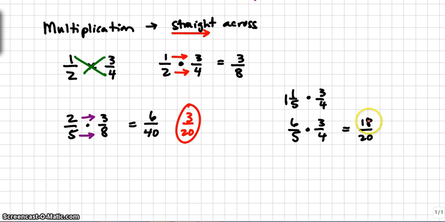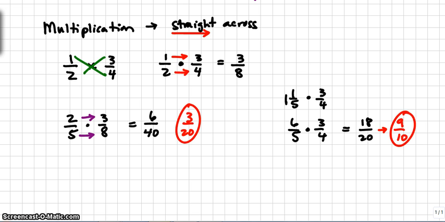Again, to help us practice our reducing, these numbers are both even, so let's divide them in half. When you divide both in half, you're going to get 9 and 10. Now the numbers cannot be reduced any further, so we can quit. 9/10 is our final answer.